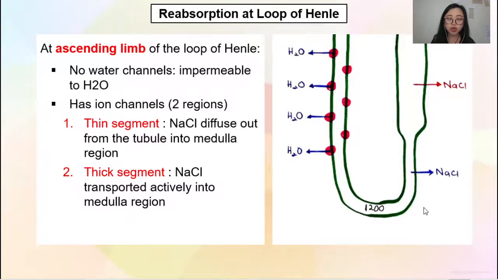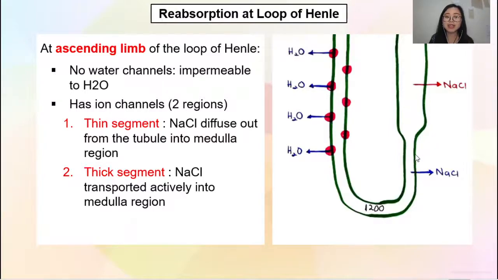and as it is going up the ascending limb of the loop of Henle, there are no water channels. Bila dia menaik saja, tube ini tiada water channel, jadi dia impermeable to H2O. Air tidak dapat limpas. The ascending limb of the loop of Henle will have two segments. It has a thin segment and a thick segment.